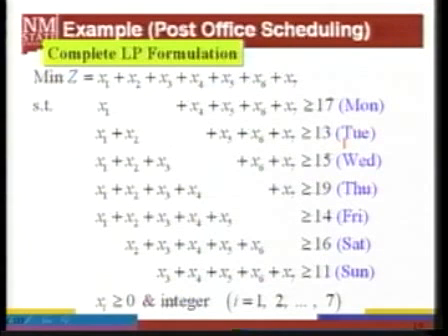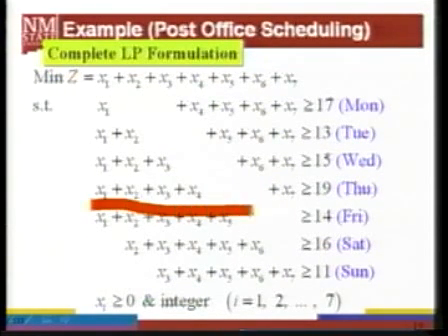So if we consider the Thursday constraint, for example, who is working on Thursday? Everyone except the employees who begin work on Friday or on Saturday, right? Because they will take Wednesday and Thursday and Friday off, respectively, right? So this means that the total number of employees working on Thursday is x1 plus x2 plus x3 and x4 and x7, right? So it's this.